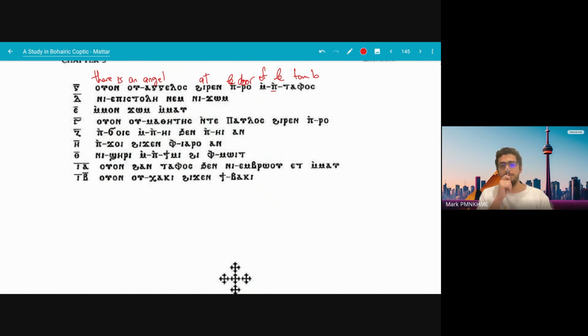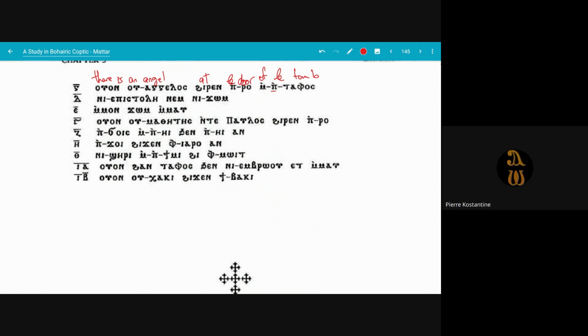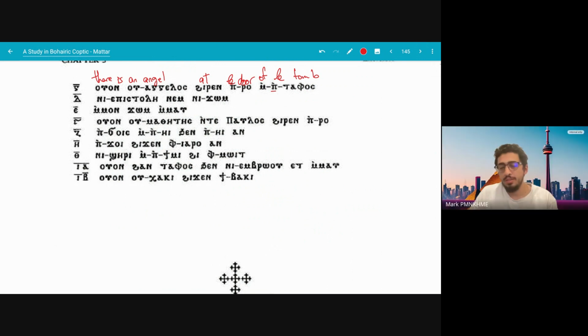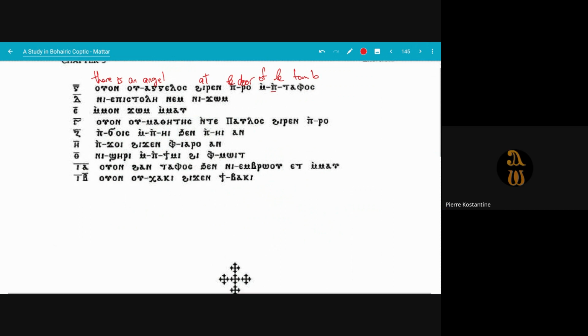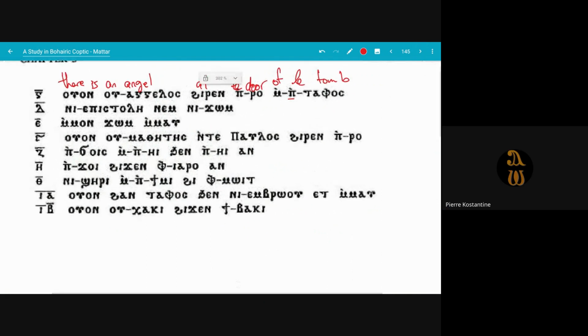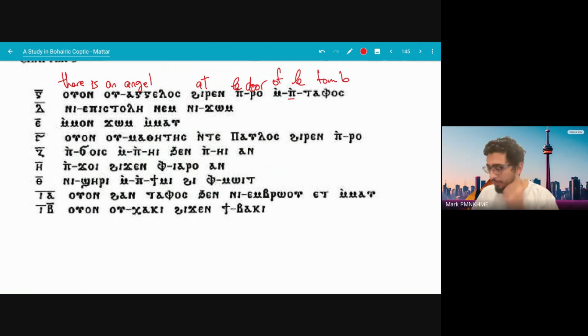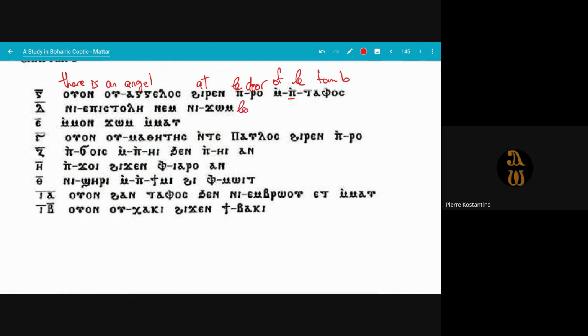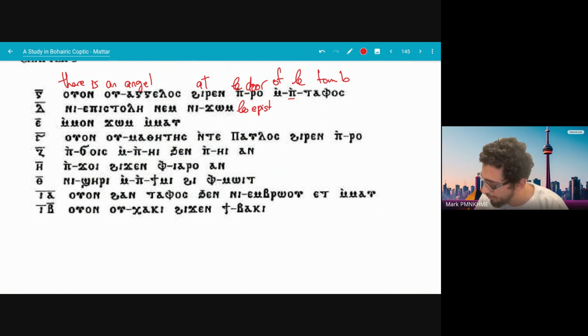Remember that we're doing full grammatical sentences. So give me the next one. Okay. Ni epistoli chen nigom. Nem nigom, sorry. Okay, so the epistles and the book. Okay. That's not a fully grammatical sentence. Not a grammatically fully sound sentence.